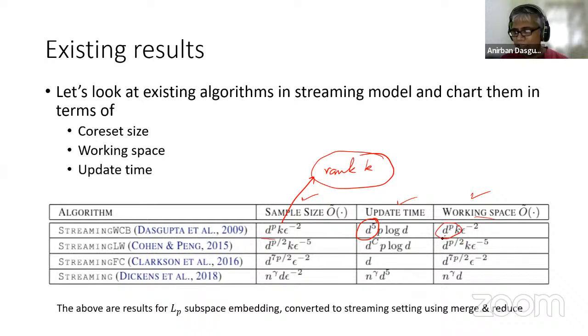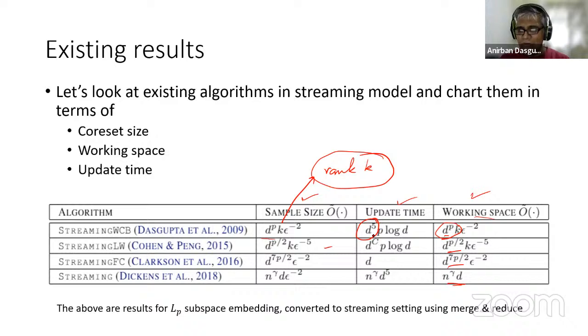But d to the p might be needed, right? Because all of them seem to need something of the order of d to the p, except this one, which is of the order of n to the gamma. There have been other modifications to these algorithms that play against each other, trying to reduce either the sample size or the update time or the working space.